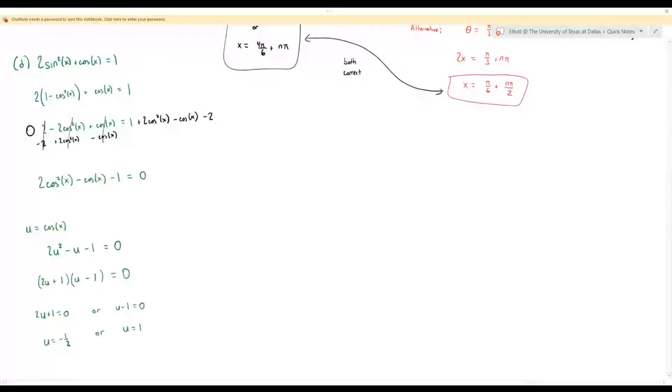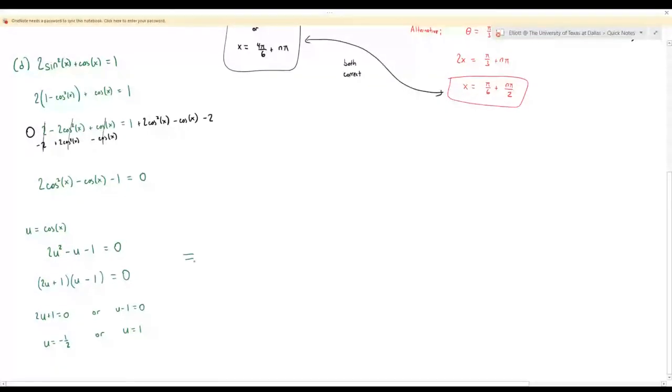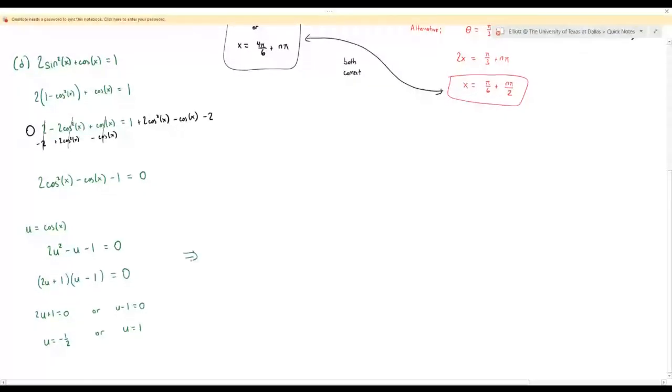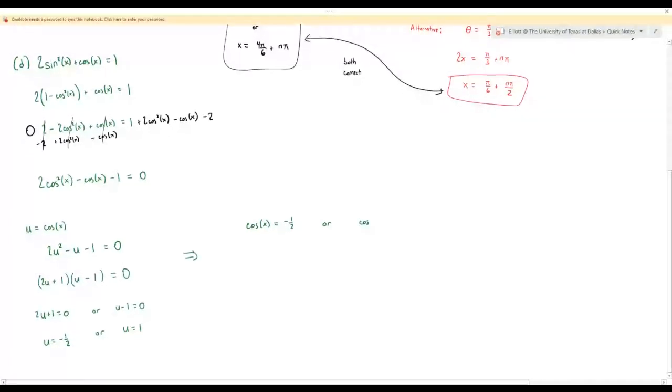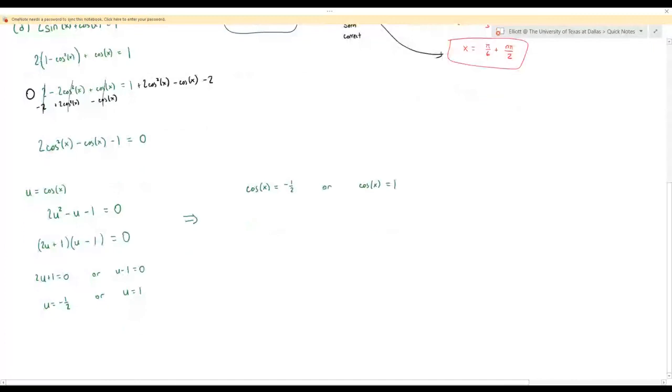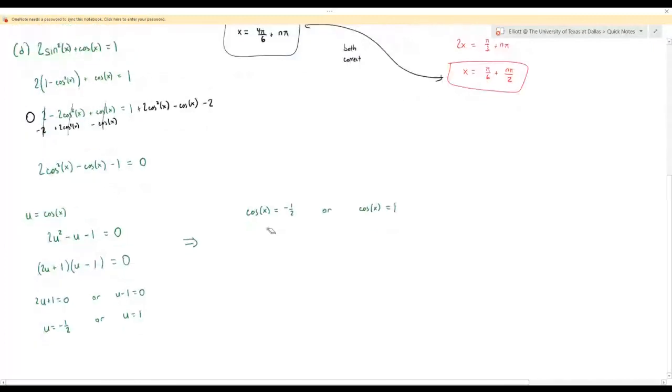Okay, but we're not quite done yet. If you remember that u was cosine of x, then that leaves us with cosine of x is negative 1/2, or cosine of x equals 1. So now we need to think about what angles x is cosine going to be negative 1/2, and likewise, what angles x will cosine of x be equal to 1.